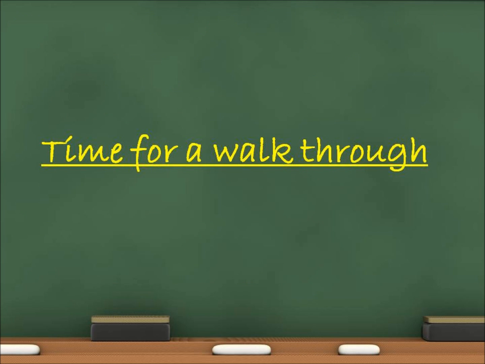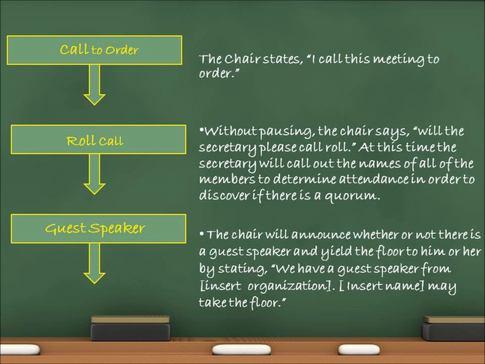Now let's try to walk through this slowly together. The first agenda item is calling the meeting to order. This is accomplished by the chair banging his or her gavel and stating, "I call this meeting to order."